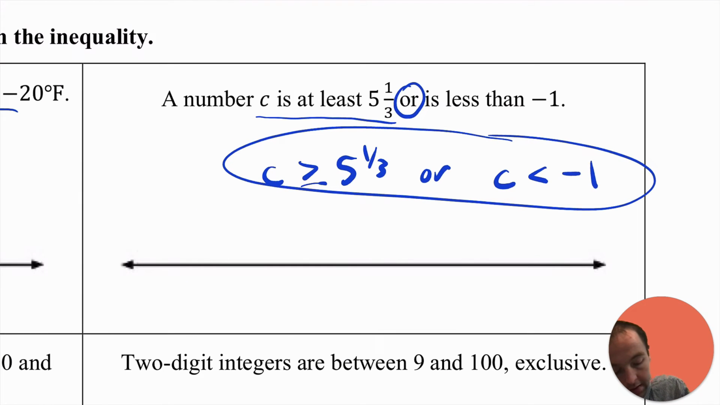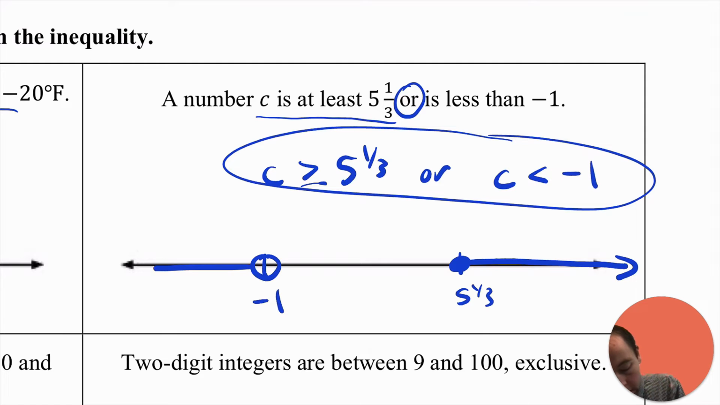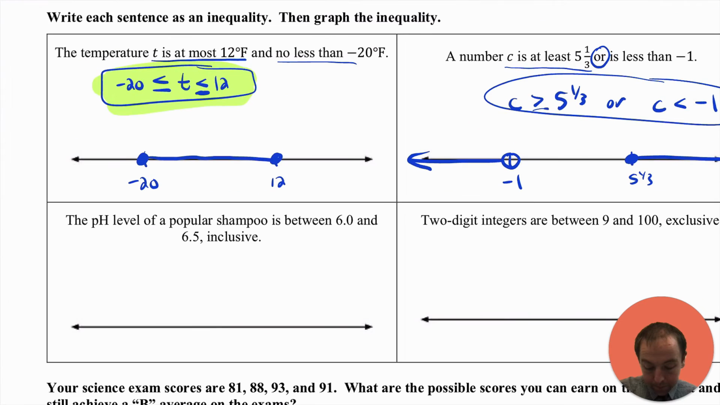If you were to graph this, you'd have your 5 1/3 there, and it could be equal to and above, and then your -1 is a smaller number, not equal to and below, and that gives us the graph of what's stated right there.